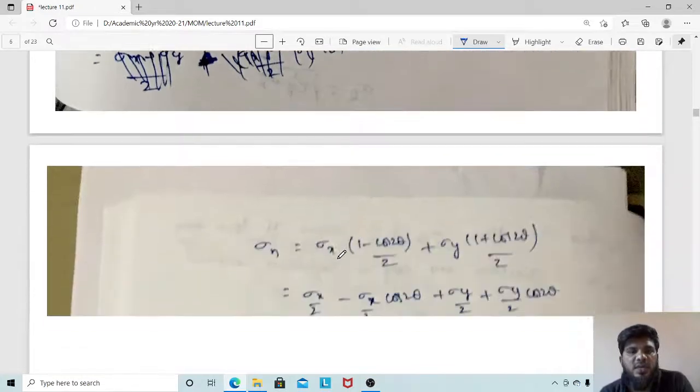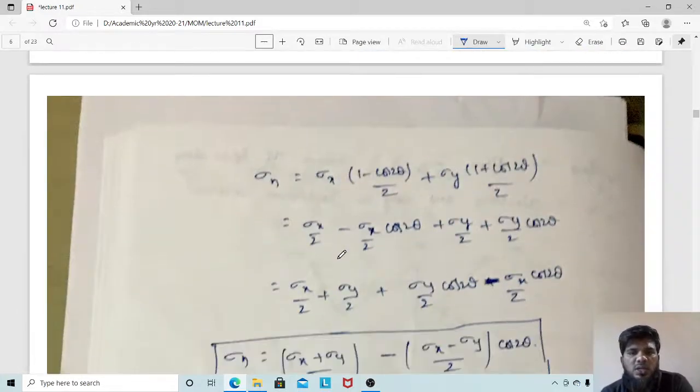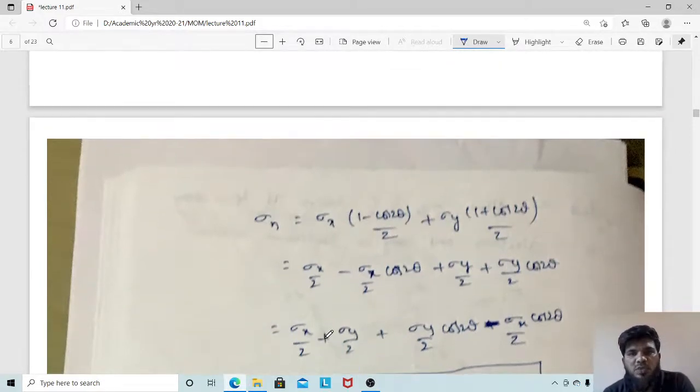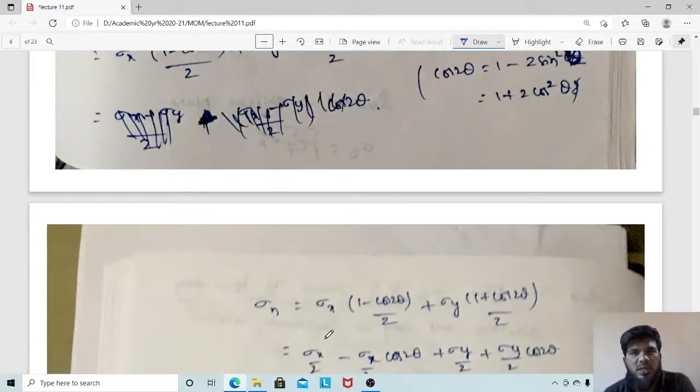Okay. So from that we can solve this. How are we going to solve? Sigma x into 1 minus cos 2 theta by 2 plus sigma y into 1 plus cos 2 theta divided by 2. So that is sigma x plus sigma y by 2 minus sigma x minus sigma y by 2 into cos 2 theta. Because here sigma x minus sigma y is common with cos 2 theta, and 1 by 2 is common, or you can directly take sigma x plus sigma y by 2. In this way we are going to resolve this.